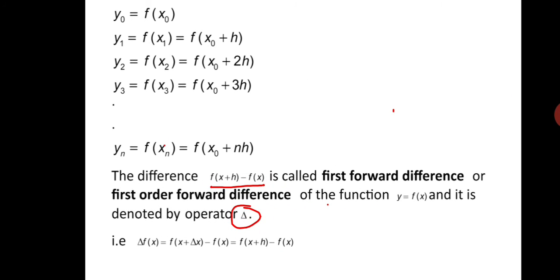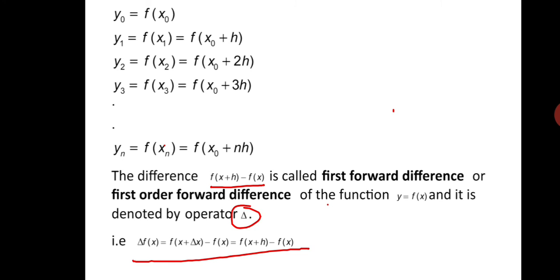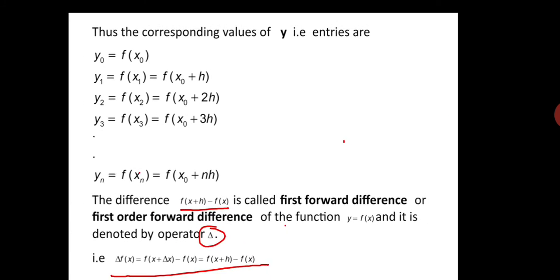Now, delta of f of x, that is whatever we have said, is nothing but f of x plus h minus f of x. That is, f of x plus h minus f of x. Right, friends?